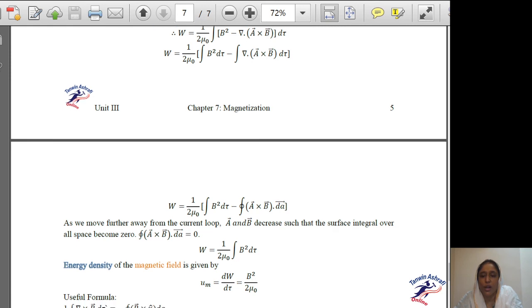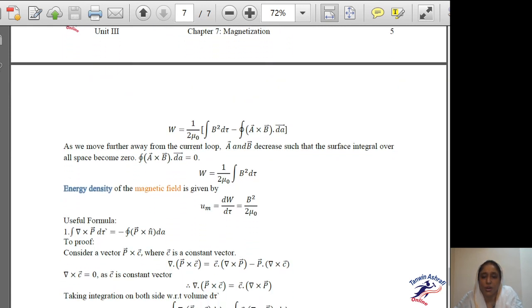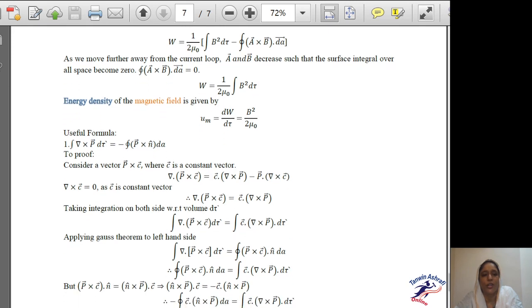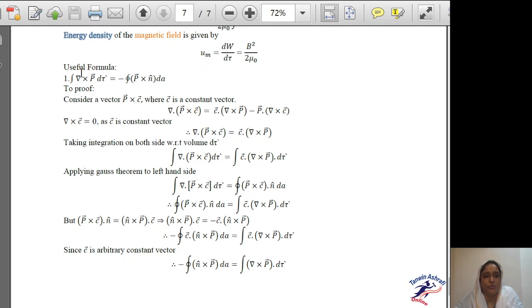A useful formula which has been used above but not proved before, we have included here. The useful formula is integration of del cross P d tau is equal to minus integration over a closed area of n cap cross P dA. Now some of you may say that we might have applied the Stokes theorem. No, we have not applied the Stokes theorem. It is something different. Now consider the vector product P cross C, where C is a constant quantity. Therefore, del dot P cross C is equal to C dot del cross P minus P dot del cross C.